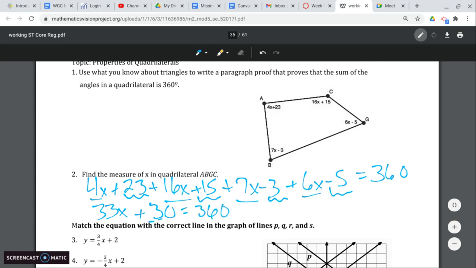Now we solve. We're just solving for x. So minus 30, minus 30. 360 minus 30 is going to give us 330. Divide by 33.